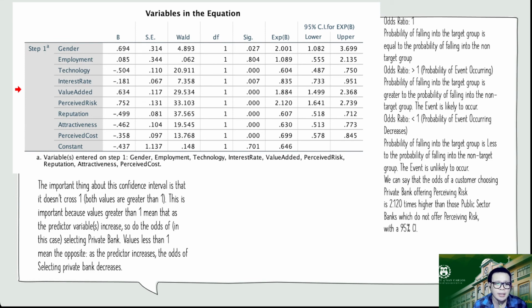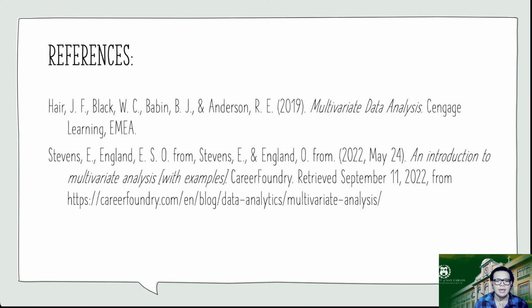This is important. Why? Because values greater than 1 mean that as the predictor variable increases, so do the odds of, in this case, selecting private bank. Values less than 1 mean the opposite: as the predictor increases, the odds of selecting private bank decrease. Okay? And I think that's it. That ends my report.